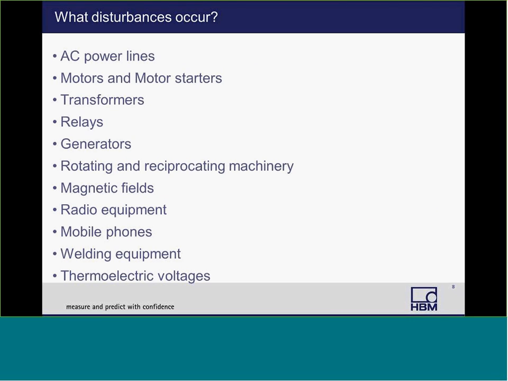So where does noise come from? Well, electromagnetic environmental pollution has grown steadily over the past years, and it places increasing demands on the immunity of our measuring equipment to electromagnetic disturbances. Some of these sources are AC power lines. We've got motors, and motor starters also, transformers, relays, generators, rotating and reciprocating machinery can cause noise.